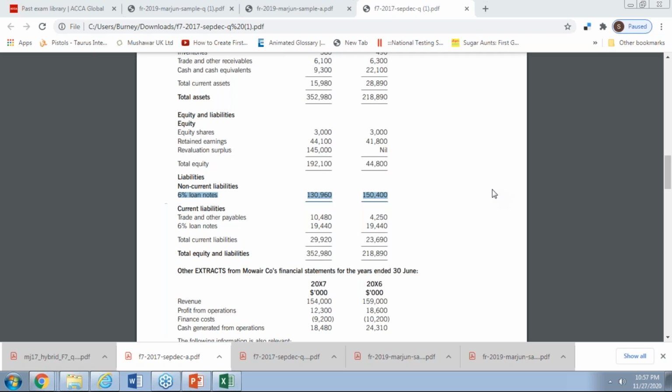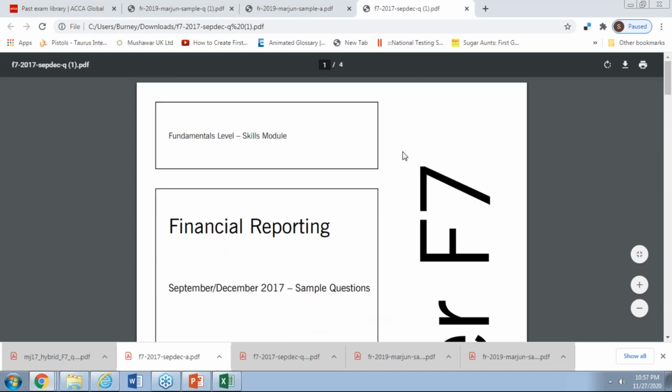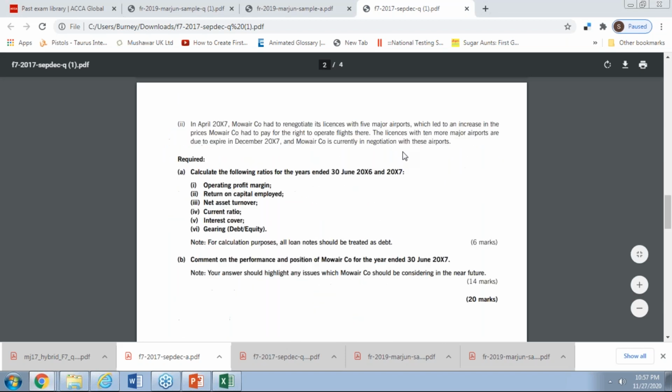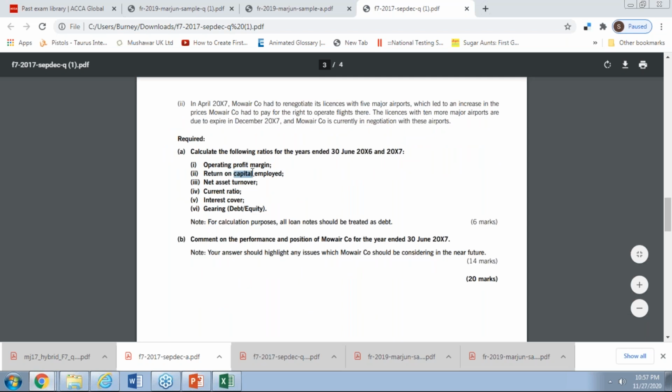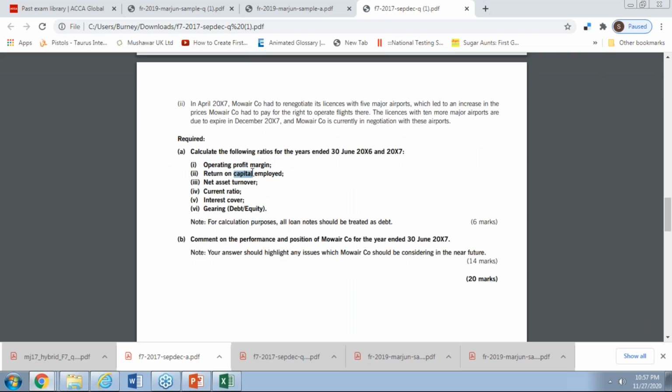I'm giving you just 2 minutes, take a few minutes and calculate the ratios of this company for the 2 years. All of you are required to calculate the following ratios for the 2 years. The first one is the operating profit margin, return on capital employed, net asset turnover, current ratio, interest cover, and gearing.